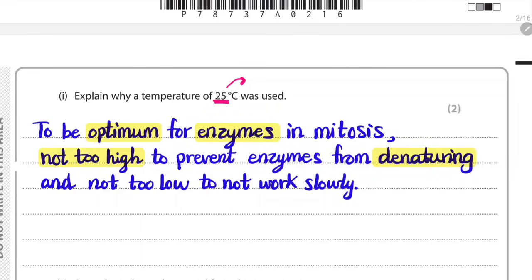And I don't want it to be less than 25 degrees Celsius, for example 10. I do not want it to be 10 degrees Celsius, because this will make the enzymes work slowly. So it's something in between the maximum number that will make the enzymes denature and the minimum number that will make them work inactively. I just need it to be optimum for the enzymes.